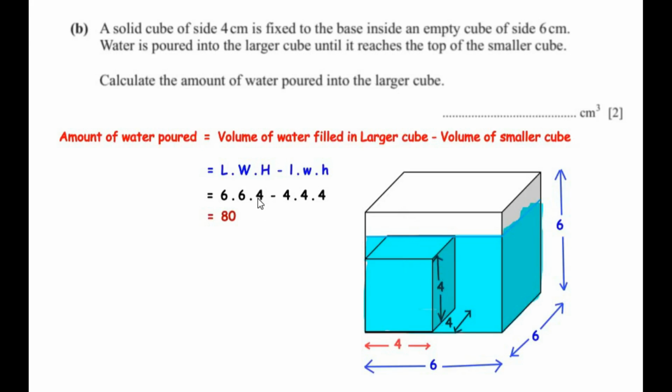So we have written the height as 4 minus, now the dimensions of the smaller cube, that is length is 4, width is 4 and height is 4. Now solving this we get the amount of water poured as 80 cubic centimeter. So this is going to be our answer.